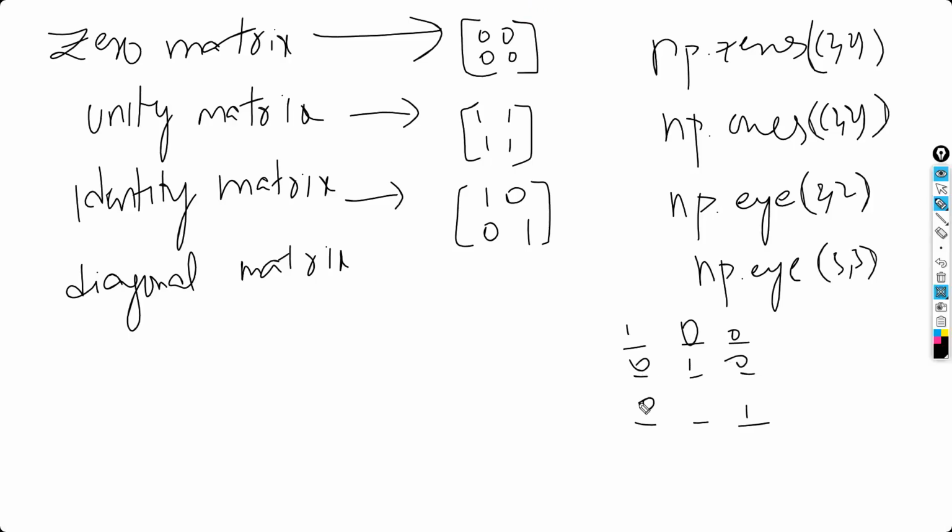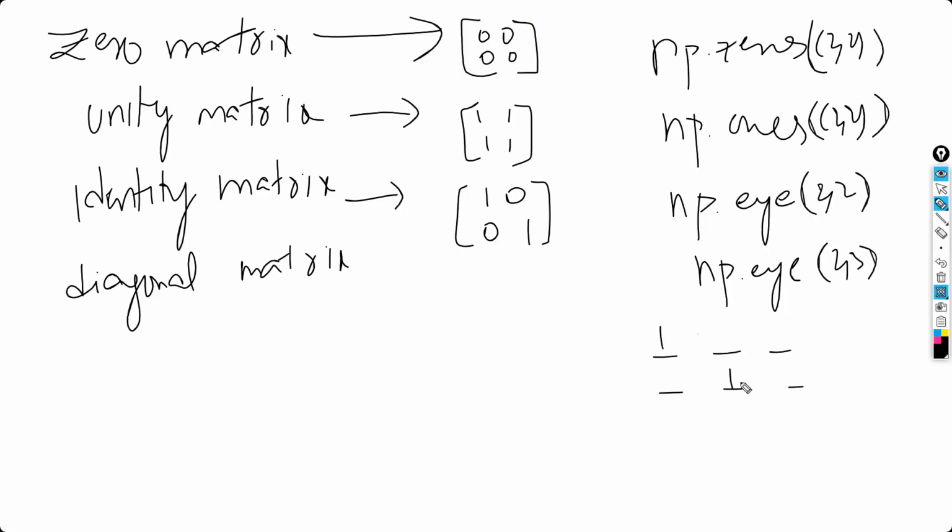Sir, if I write 2 by 3 here, what happens? 2 rows with 3 columns. First it will take the 2 rows. These are the 2 rows, and 1, 2, 3 columns. In this, diagonal values will be filled with 1. What are the diagonal values? These are the 2 diagonal values. What is meant by diagonal? First row, first value; second row, second value; third row, third value; fourth row, fourth value; fifth row, fifth value. They are called diagonal values.